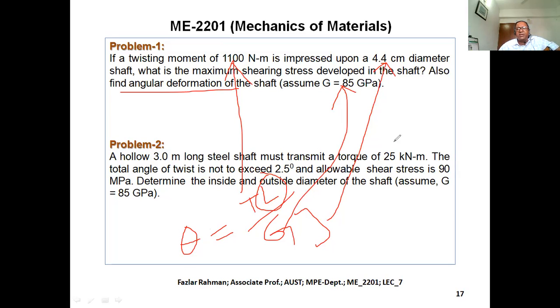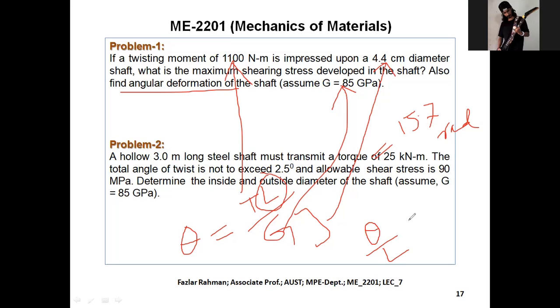If length is given, say for example, you are getting 15 degree or 15.7 radian. So you can easily calculate. But length is not given. How do you do? So in that case, length is not given. So you figure out theta by L.